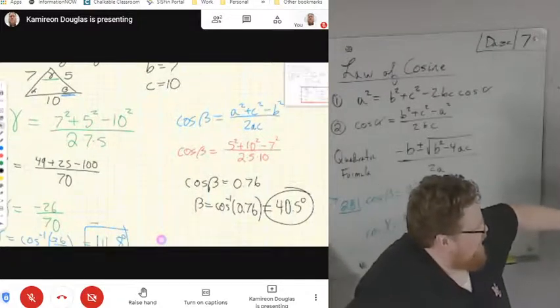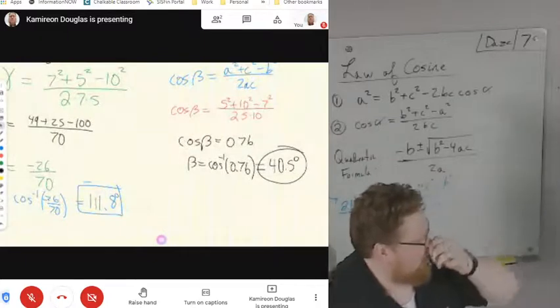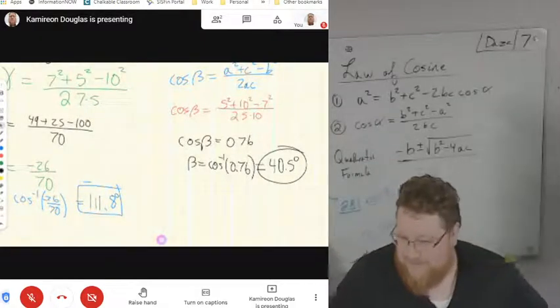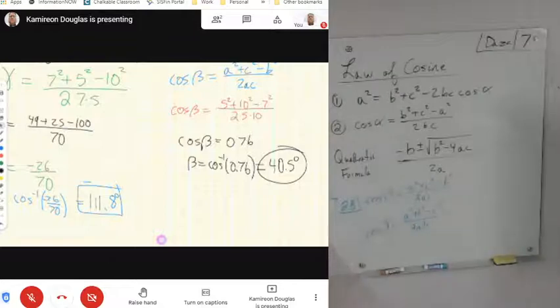So we found gamma using the law of cosine, 111.8. We find beta using the law of cosine again, 40.5. I could do the law of cosine a third time if I really wanted to, if I'm just crazy that day. But I'm going to use the triangle angle sum theorem because I'm lazy that day. So let's find the last angle.